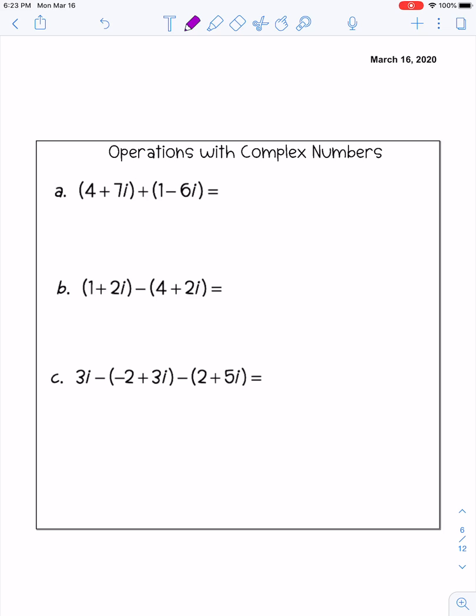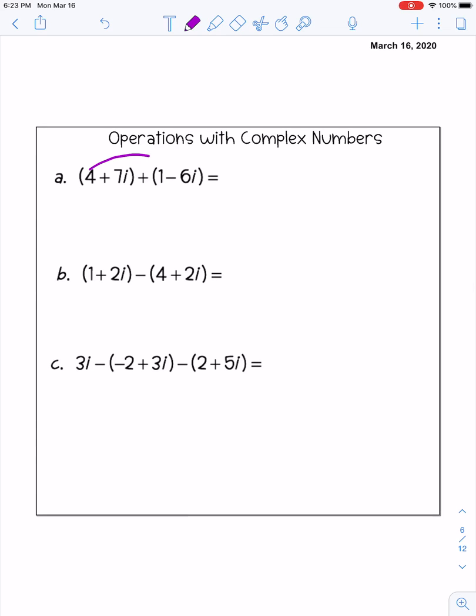So just like real numbers, I can add and subtract complex numbers. So here I'm going to add my real with my real, and I know it's addition because it's plus here. So I'm going to add 4 plus 1, and then I'm going to add 7i plus negative 6i, right? That's going to give me 5, and this is going to give me a positive 1i. So this is my final answer here.